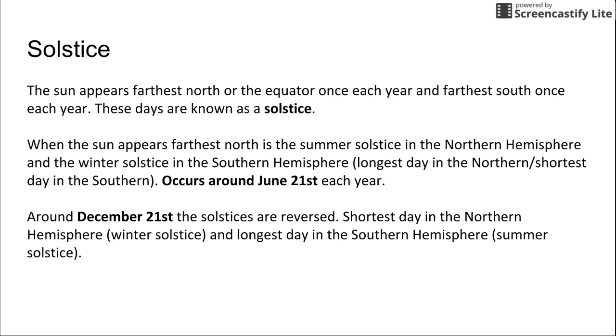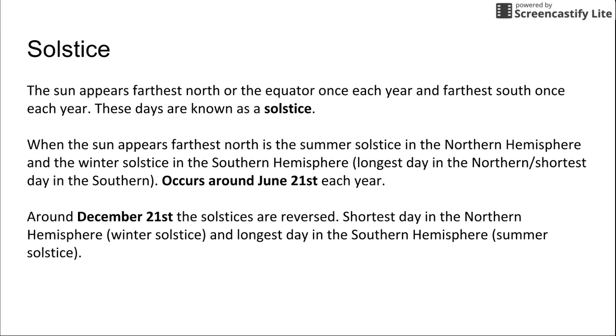So on June 21st, the northern hemisphere has its summer solstice, and it's the longest day of the year. And on June 21st, the southern hemisphere has its winter solstice, and it's the shortest day of the year. On the 21st of December, this is reversed, and it becomes the shortest day in the northern hemisphere, their winter solstice, and the longest day in the southern hemisphere, which is the summer solstice.